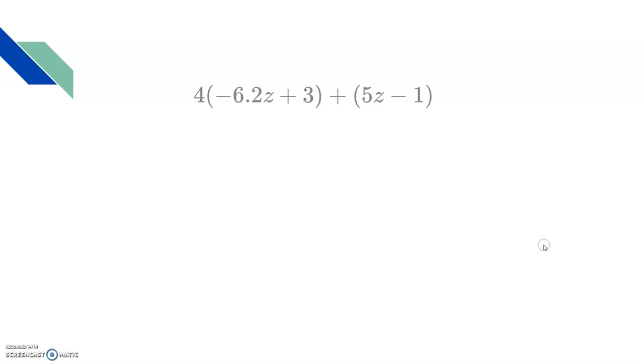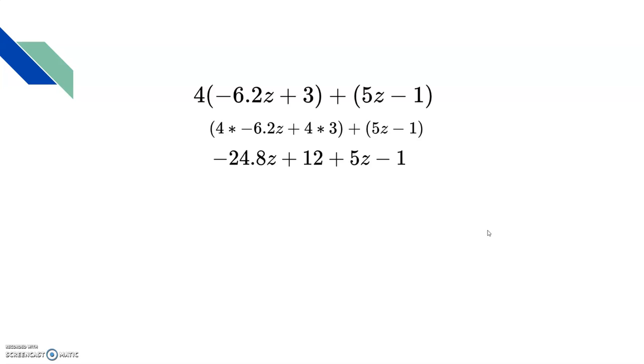So now let's try another problem. We have 4 times minus 6.2z plus 3, plus open parenthesis 5z minus 1, close parenthesis. Now we do the distributive property. 4 times minus 6.2z plus 4 times 3. I just put the parentheses outside because it looks more organized and it's not messy. And we're not going to touch this. And we get minus 24.8z as a result of 4 times minus 6.2z. And we get 12 as a result of 4 times 3.